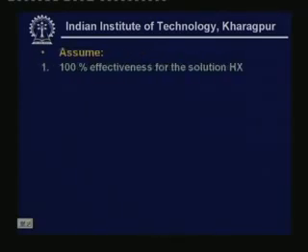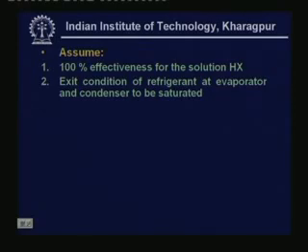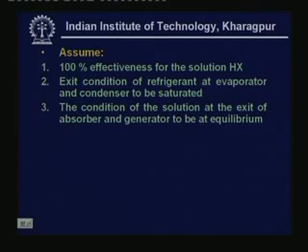And it is also mentioned that we can assume the effectiveness of the solution heat exchanger to be 100%, and the exit condition of refrigerant at evaporator and condenser to be saturated. That means you have saturated vapor at the exit of evaporator and saturated liquid at the exit of condenser.